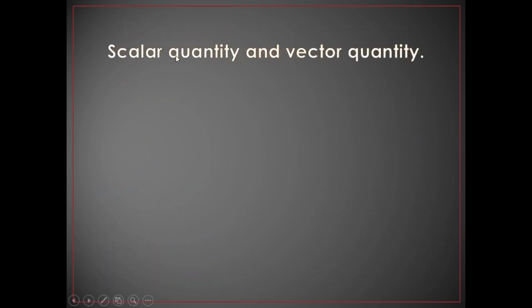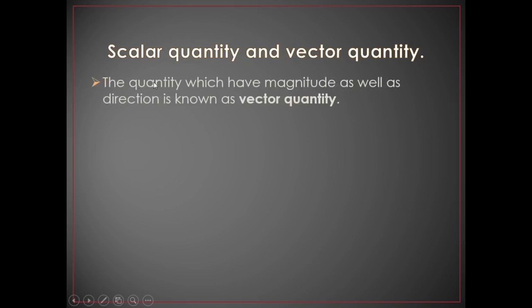Next is scalar and vector quantity. Here is a vector quantity. The quantity which has magnitude as well as direction is known as a vector quantity. For example, force, velocity. If we are talking about velocity, we specify the speed as well as the direction in it, or the displacement in it.